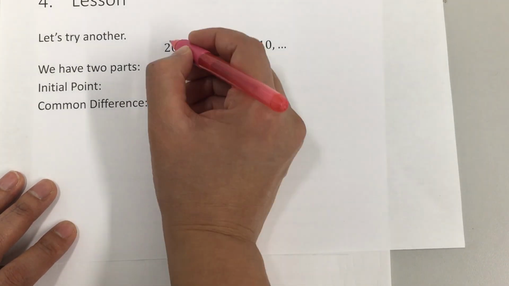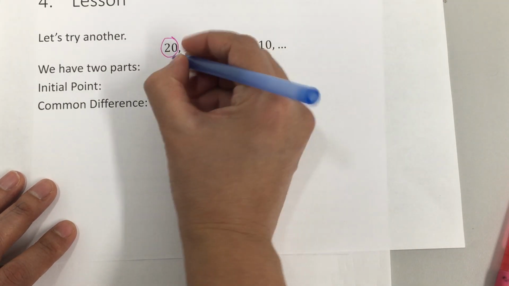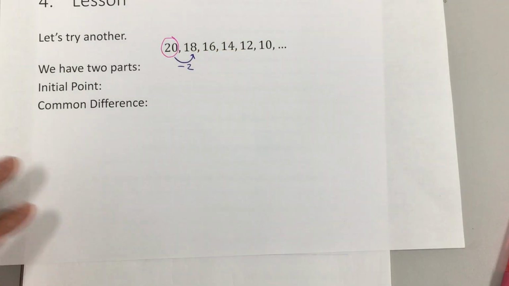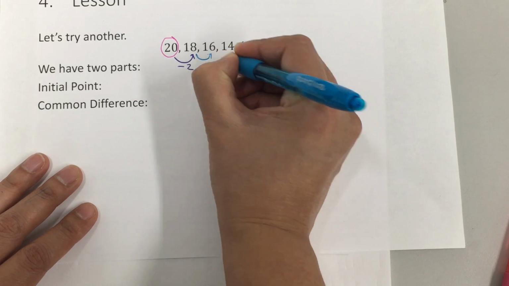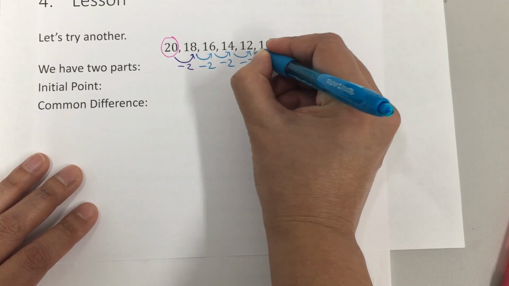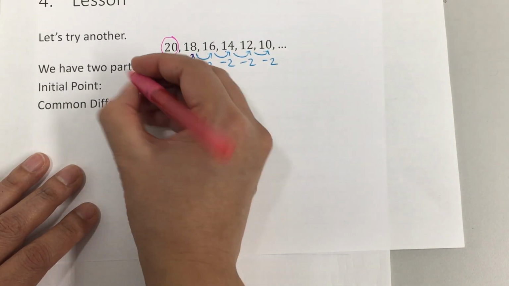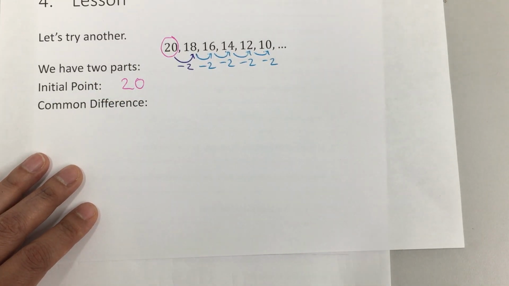Okay, so the initial point in here is 20. And what is happening? Well, I'm subtracting 2. The next one, I'm subtracting 2. I'm subtracting 2. I'm subtracting 2. Minus 2. And so I can write in here that the initial point is 20. The common difference is I'm subtracting 2.